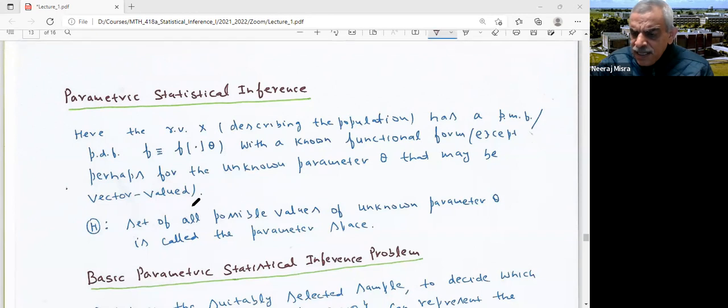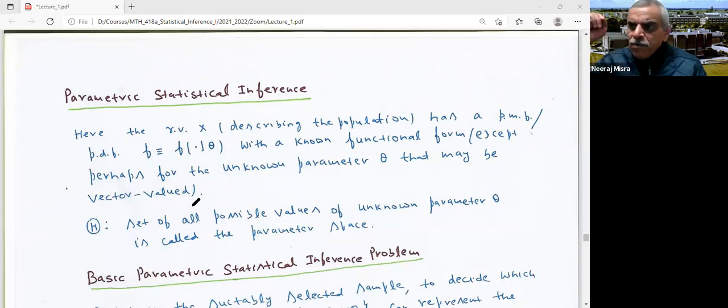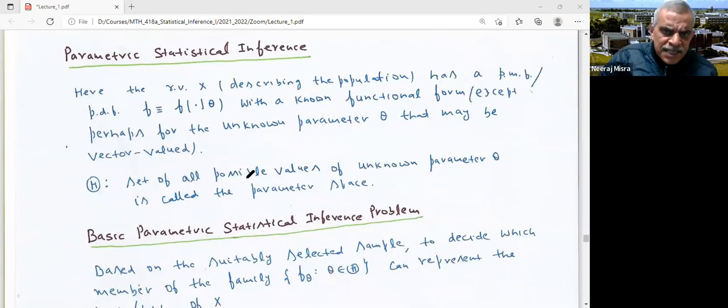For example, if I'm dealing with an inference problem involving the normal distribution with mean mu and variance 1, that is a parametric statistical inference problem, because the form of the density is 1 upon root 2 pi e to power minus half (x minus mu) whole square. So your functional form is known, mu may be unknown. That's okay. Here, theta is the set of all possible values of the unknown parameter theta.